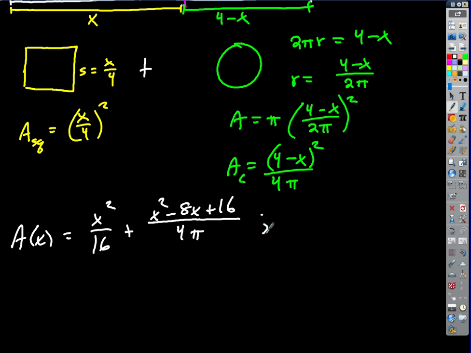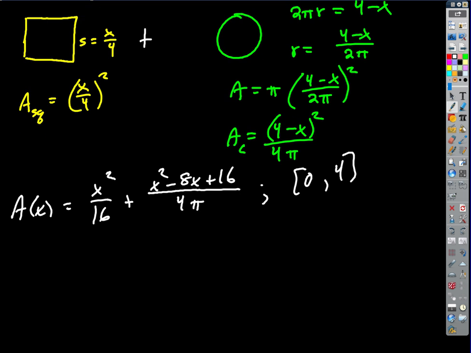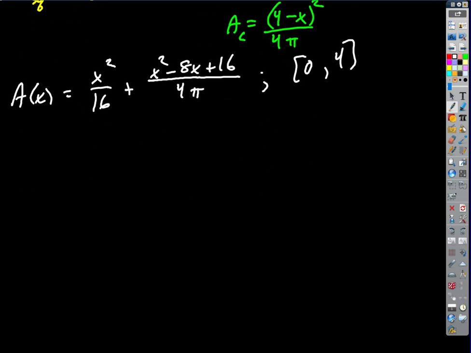Now let's look at the domain of this. And we can just look at this in terms of the piece of wire. What's the smallest x could be? 0. Yeah. 0 would be equivalent to saying we're going to use all the wire for the circle, right? The biggest it could be would be 4, so we're using it all for the square, or somewhere in between, right? So now we just have to do that calculus. That's a little harder looking calculus to do, but we can do it.